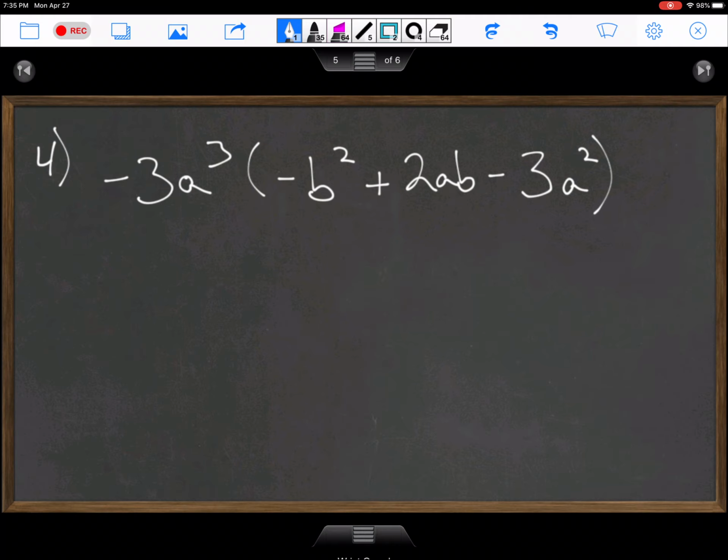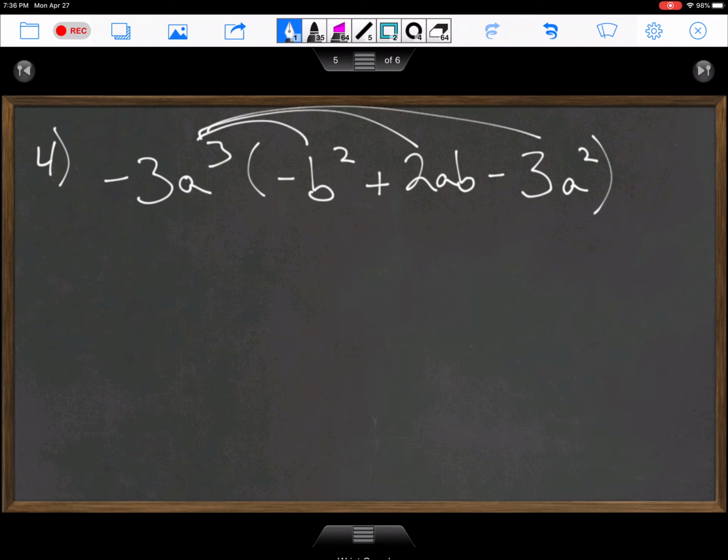Uh-oh, baby's knocking on the door. Hey, Luke, you're good, man. His mom's out there, don't worry. Okay, so second degree trinomial, there's 1, 2, 3 terms. Oh, man, he's really motivated to get in here.